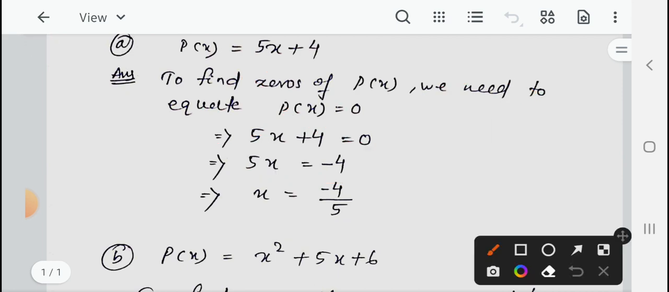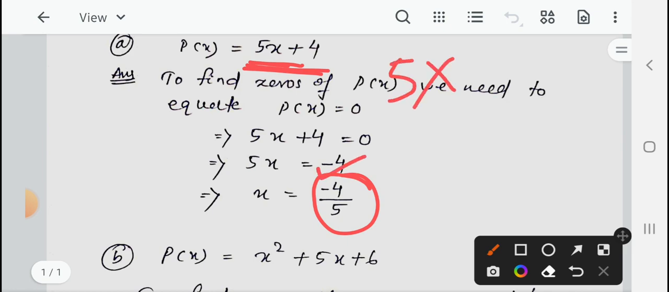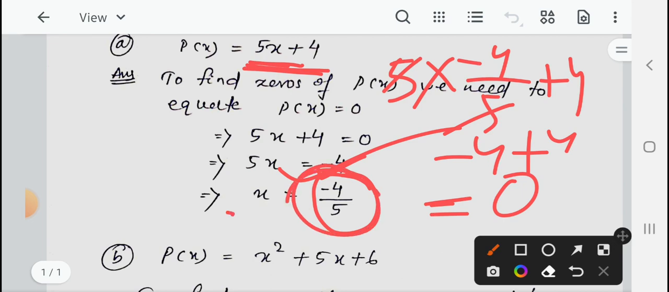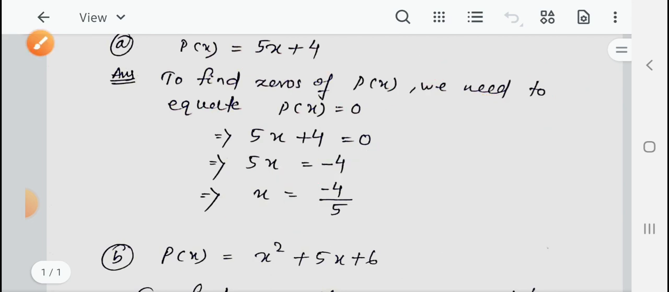That means when we put minus 4 by 5 in place of x, it becomes 0. Let's try this. 5 into this is minus 4 by 5. In place of x we write the value, and it is 4. Minus 5 cancels out, then minus 4 plus 4 is 0. So when we take minus 4 upon 5 in place of x, the polynomial becomes 0. So we can say that the value minus 4 upon 5 is a zero for the polynomial p(x).